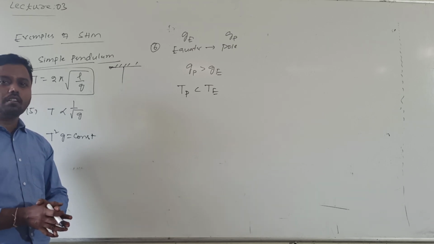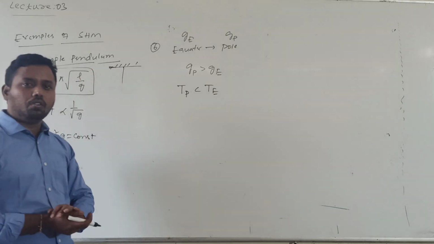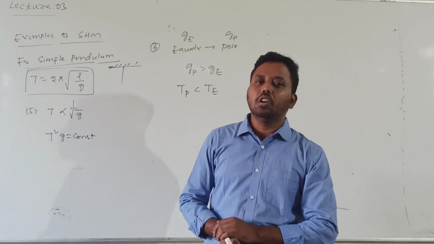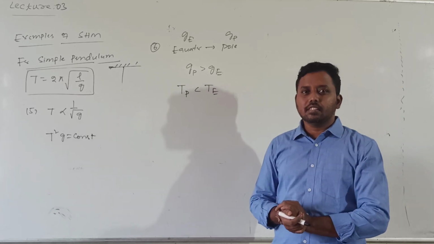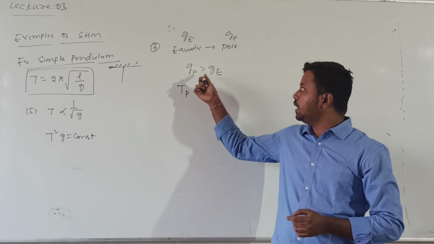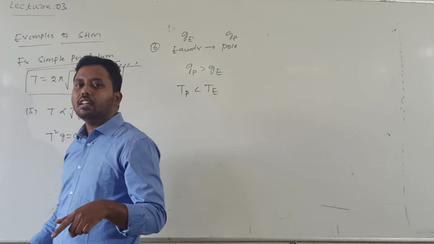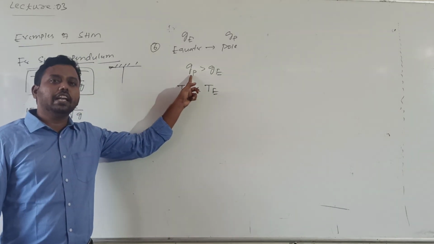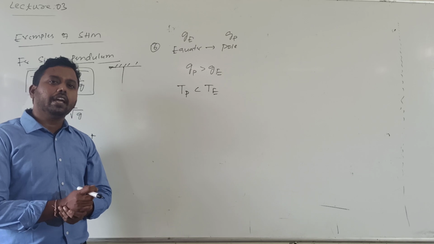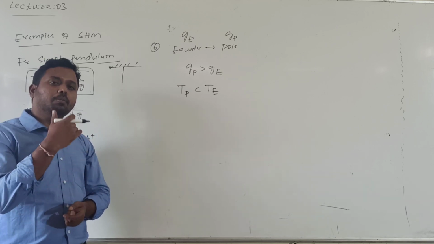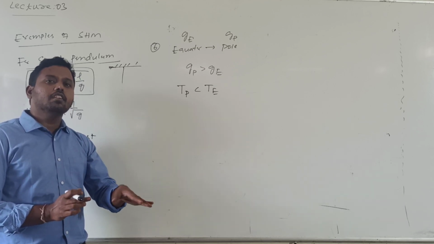I consider one pendulum clock. The pendulum clock initially shows the correct time at the equator. Now that pendulum clock is taken to the pole. Due to the change in the acceleration due to gravity, the acceleration due to gravity increases. Since T is inversely proportional to root g, because of the increase in the acceleration due to gravity, the time period at the pole will decrease. When the time period decreases, the pendulum clock will make more number of oscillations. Because of more oscillations, that pendulum clock will run fast. It will show the time so fast.